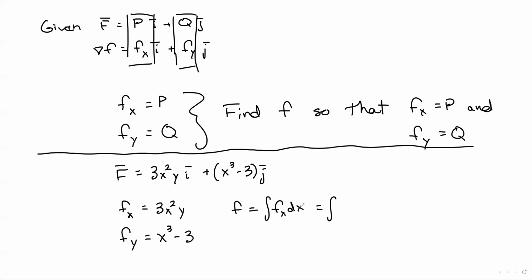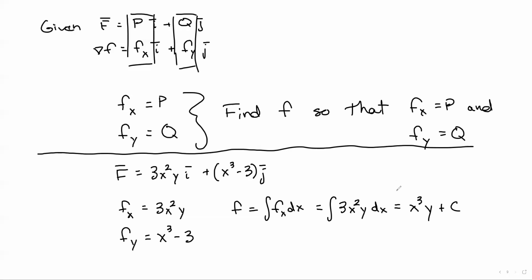So if you write that out, we're going to integrate 3x squared y with respect to x. And if you do that, you're going to get x cubed y plus c, right? This is an indefinite integral, so we've got that plus c. Now here's where things get a little strange. It takes a little bit of getting used to.